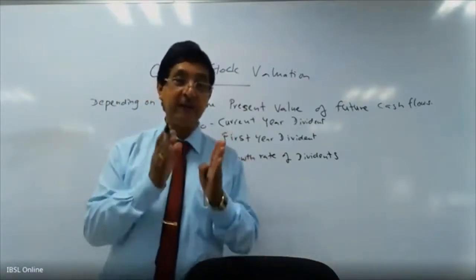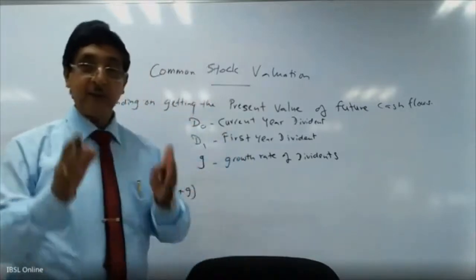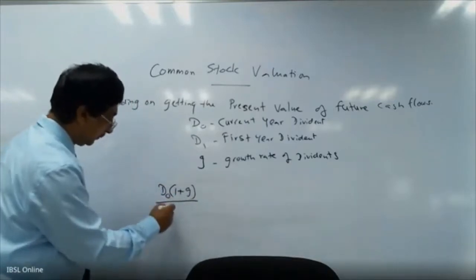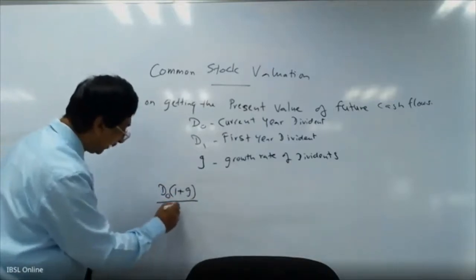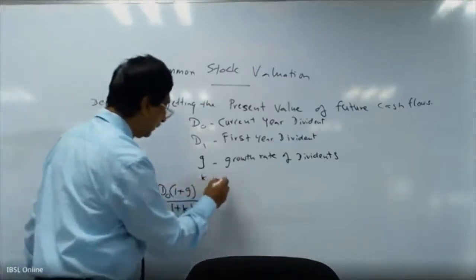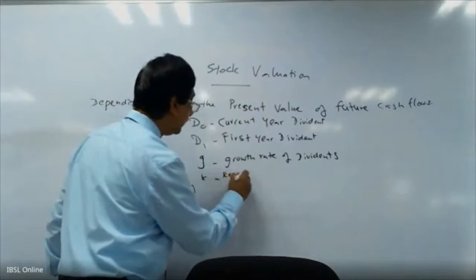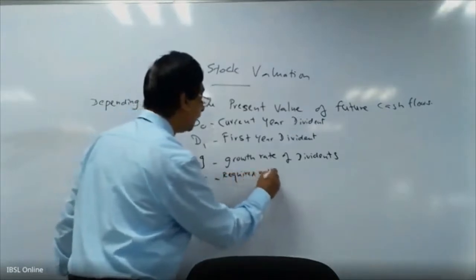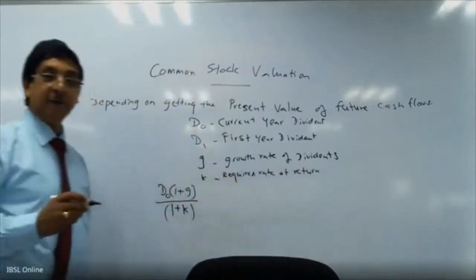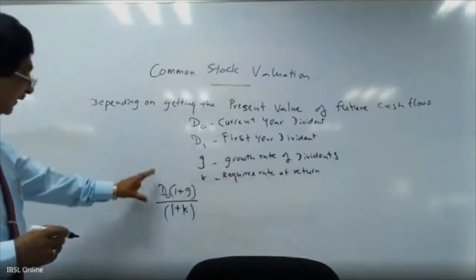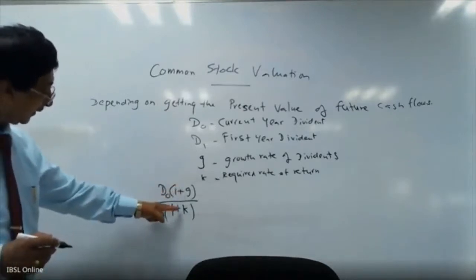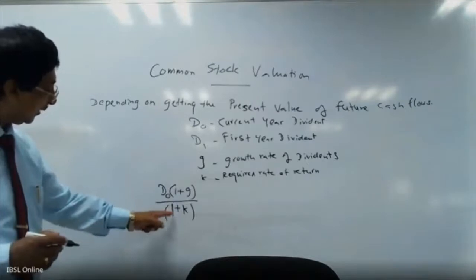D0 is the current year's dividend. g is the growth rate. And this has to be present valued, so it has to be divided by 1 plus k. Now, k is the required rate of return. This is the first year's cash flow, and it is taken in a present value form, so it has to be divided by 1 plus k.